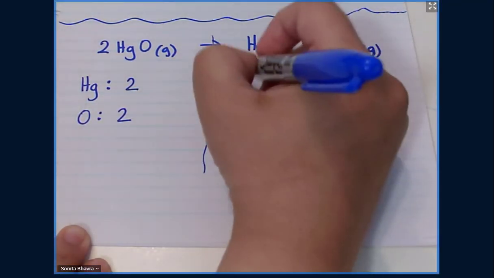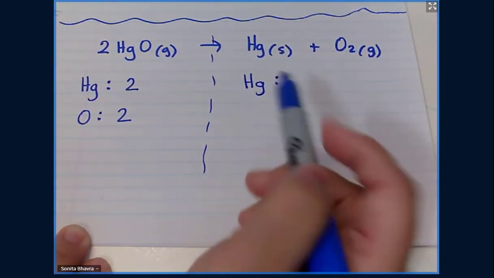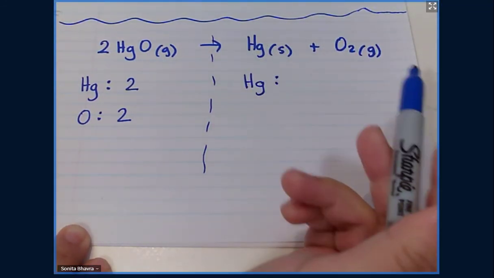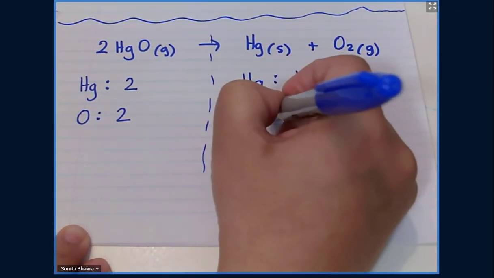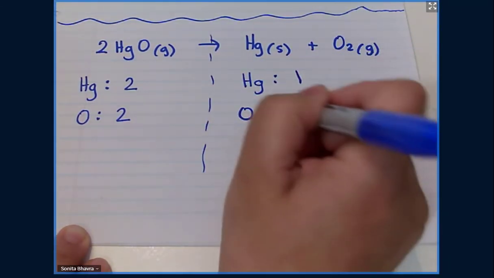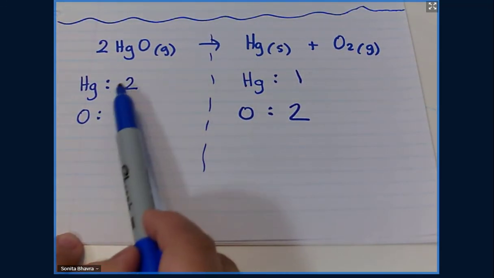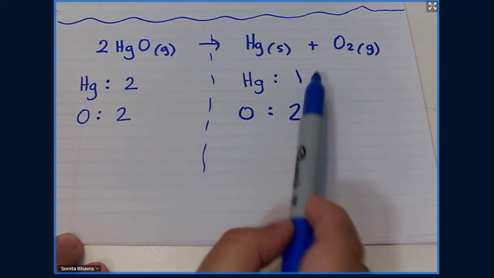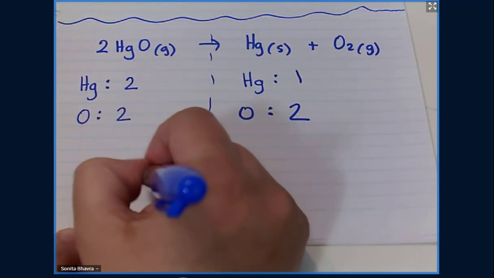Next, on the product side, we have mercury. All right, there's no coefficient, there's no subscript, so there's only 1. And then oxygen, we have a subscript of 2, so there's 2 oxygens. All right, so because there's 2 mercuries on the left side and only 1 on the right side, we will say that this equation is not balanced.